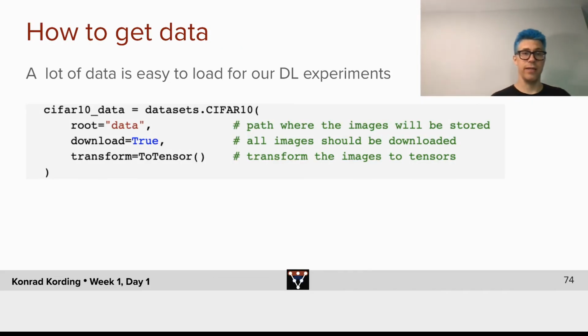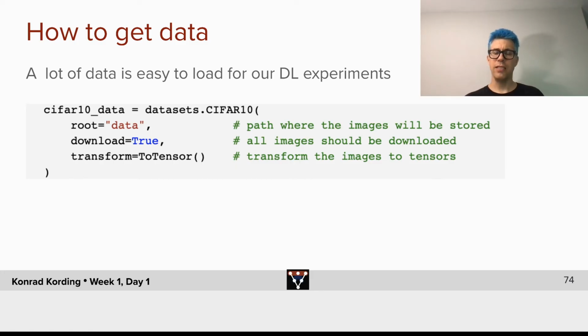How do you get the data? Well, a lot of data is really easy for us to load for deep learning experiments. For example, you can use datasets.CIFAR10 in Torch, which in this case gets you the data from the CIFAR 10 dataset. You have to give it the path where it will store the data, and you need to locally store the data. You can't download it as you go.